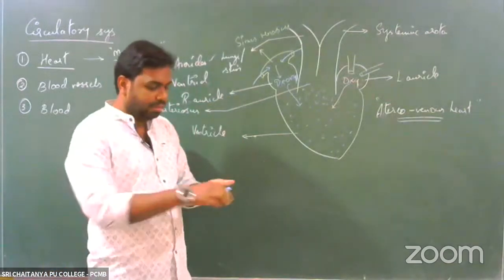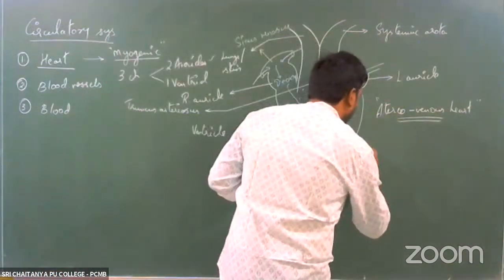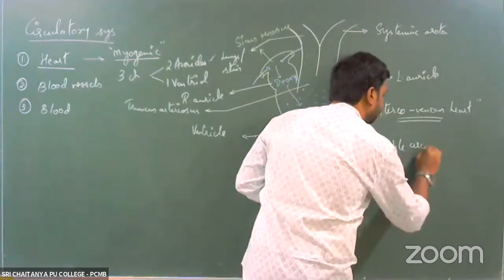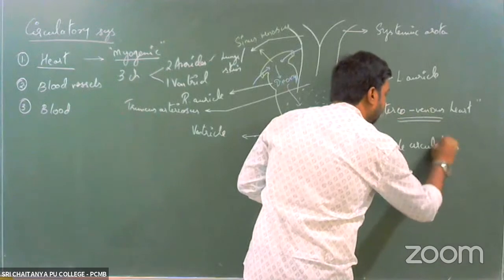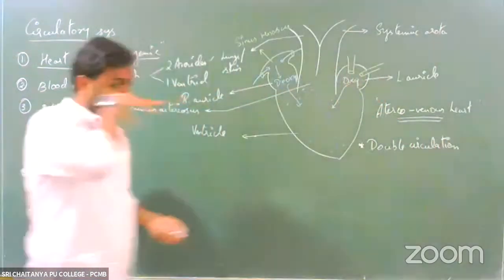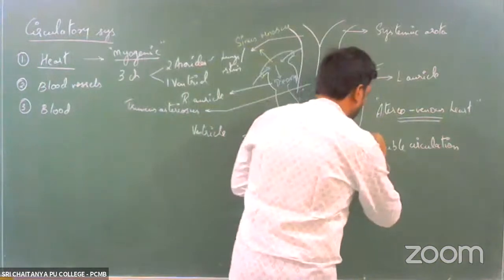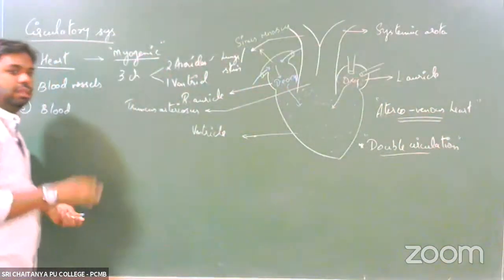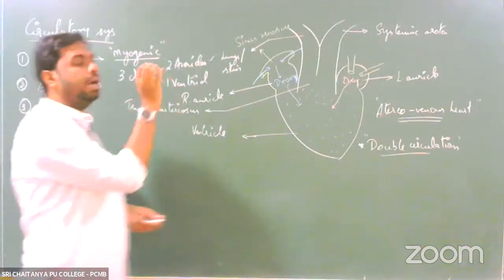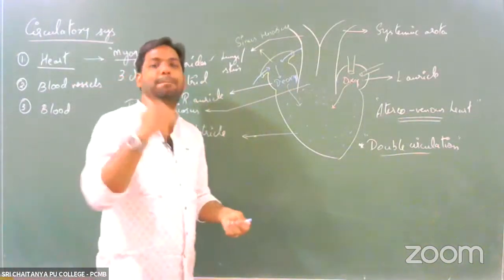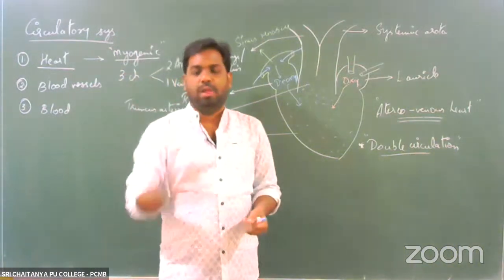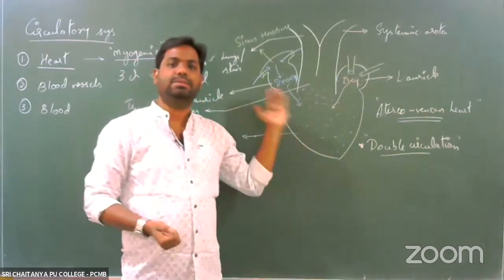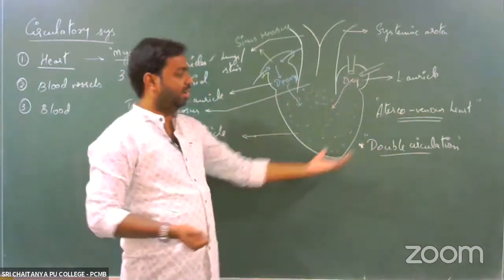The second thing here is the type of circulation in these organisms. The type of circulation here is usually referred to as the double circulation. Now, what does double circulation mean? In double circulation, the blood enters into the heart twice before it is passed on to different parts of the body. Before the blood is sent to different parts of the body, if the blood enters into the heart twice, we call it a double circulation.